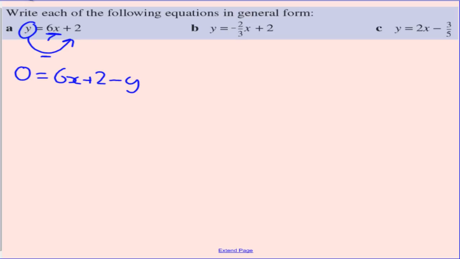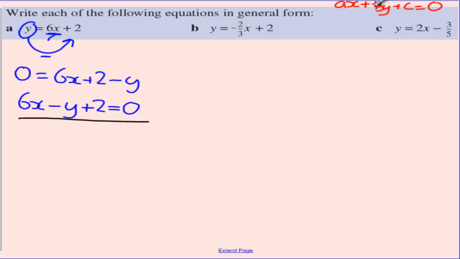Now rearranging that to make it look like our general form, remember general form being ax plus by plus c equals 0. So at the moment we have our ax, which is 6x. Then we need to add on, next comes the y, so we have minus y plus 2 equals 0. And there is our general form. And that's all there is to it. This is just simple algebraic transposing an equation, moving things from left to right or right to left.